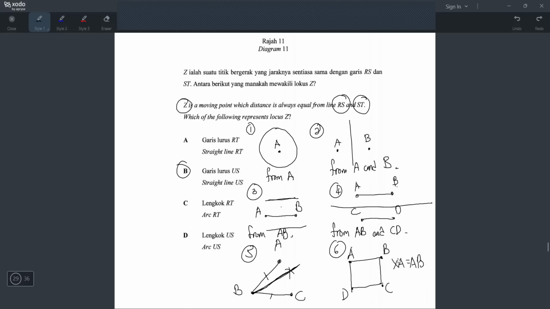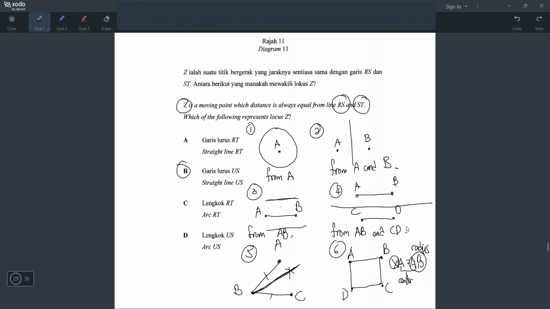It means X is the locus. X is the locus. X is the one I need to draw. That's why it's not in the diagram, right? And then we just focus on XA equals AB, because X is not in the diagram, so kita tak tengok. So we just focus on A equals AB. Can you see which one repeats here? A repeats, right? A repeat means A will be the center. Center of circle. A will be the center of circle. And then AB will be the radius.